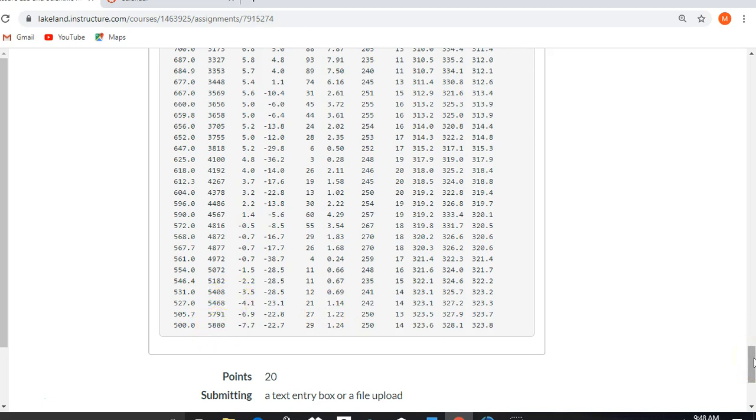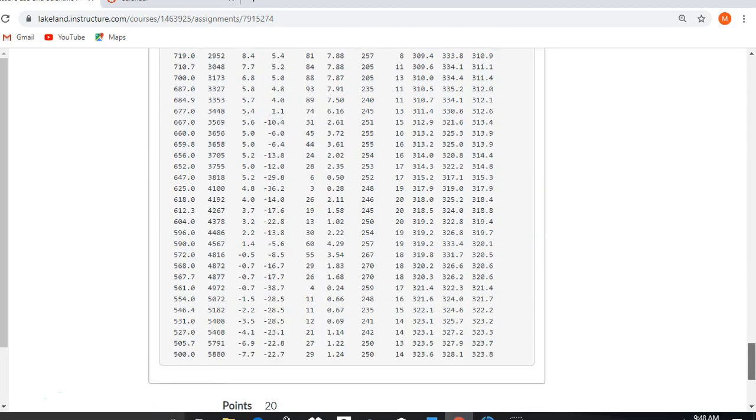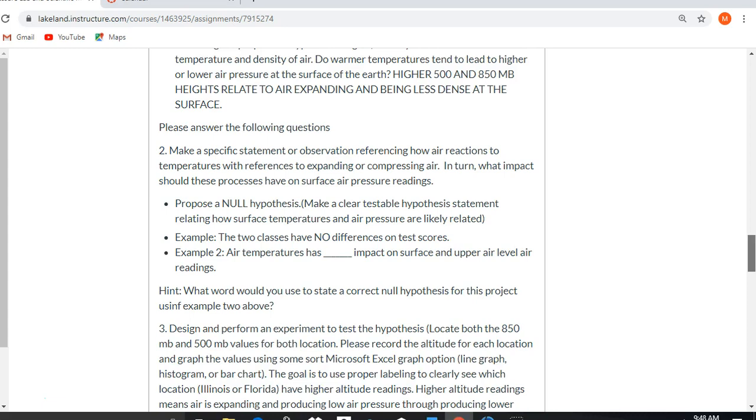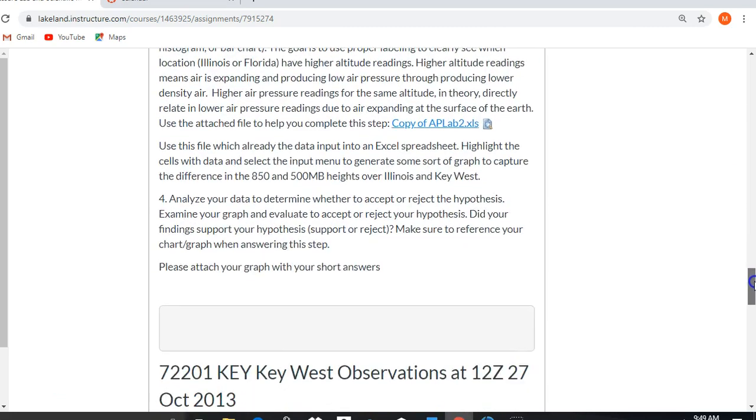I then want you to compare the heights, and they really are telling you whether the air is compressing or expanding. Expanding air causes lower surface air pressure. Cooler, compressing air has higher air pressure. So warmer air should be causing the 500 millibar and 850 millibar heights to expand and be at higher altitudes, which means the surface pressure would be lower on the ground. And obviously Lincoln, Illinois and Key West, Florida are very different environments.